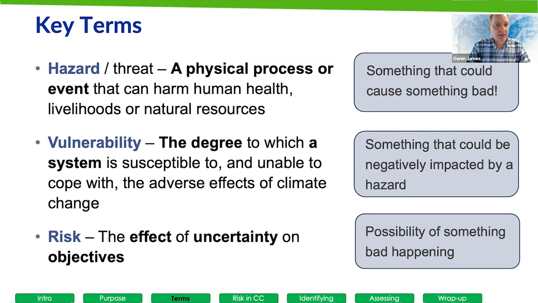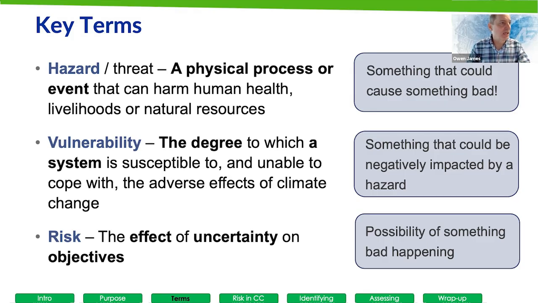And risk, the effect of uncertainty on objectives. So this is the ISO 31000 definition of risk. And again, it's another one that I think, what are you trying to say? The effect of uncertainty on objectives. And we say here, the possibility of something bad happening.